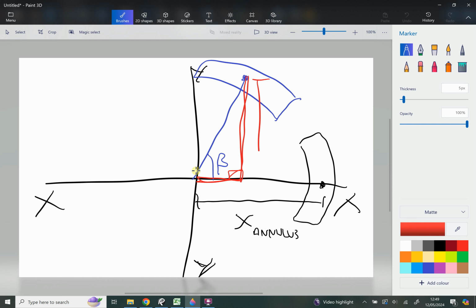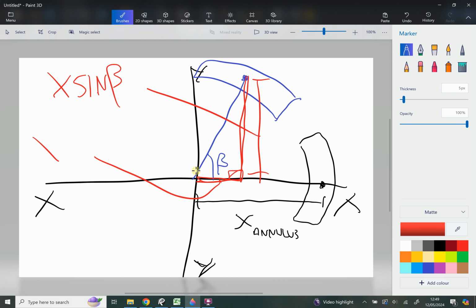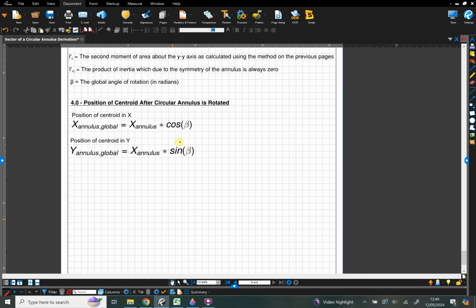So that distance there is just going to be the x annulus times sine beta, and this distance is going to be x cos beta, which is what's written on the PDF down here. So that's where it comes from. So that's sort of how it's all been derived and how it's all been shown on the PDF.